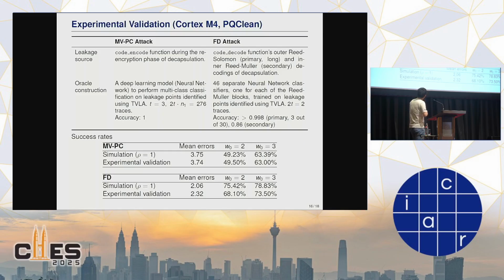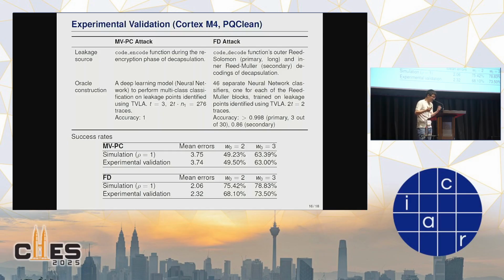So leakage-wise, if you consider MVPC, it's known that MVPC can be constructed in multiple places. For instance, you can have leakage from the encode function in the re-encryption part. You can have the decode function in the decryption part. You can have the PRG generation in the re-encryption part. So we just pick the encode function, and we use a deep learning model, and have a perfect one-trace classification. Its accuracy is 1. So it means that we just need this amount of traces.